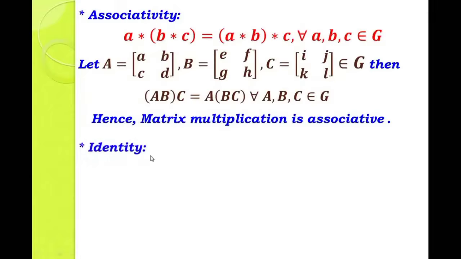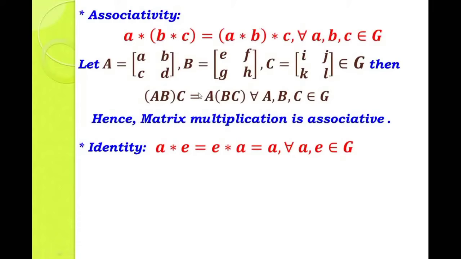Next one. What is the third one? The third one, we need to verify the identity property. What is the identity property? A star E equal to E star A equal to A, for all A, E belongs to G. What is the meaning of E? E is called the identity element. So coming to matrix theory, we consider the identity matrix capital I, that is equal to [[1,0],[0,1]] for a 2 by 2 matrix. For a 1 by 1 matrix, the identity element is 1.